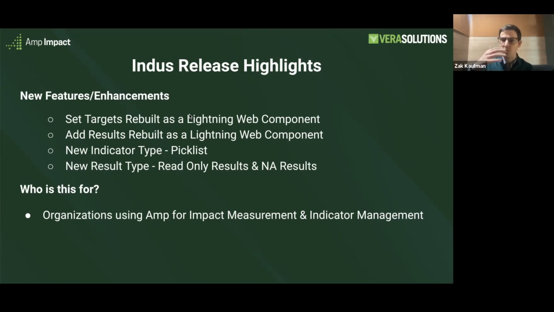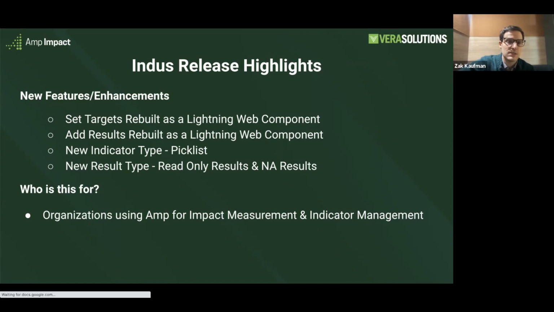So if a result isn't relevant for a particular period or a particular geographic area, you can mark it as not applicable and then exclude those not applicable results from reports to ensure that your analytics are cleaner. Also helpful if you want to track completeness of a report that gets submitted. So these major features and enhancements are really geared at using AMP for impact measurement and indicator management.